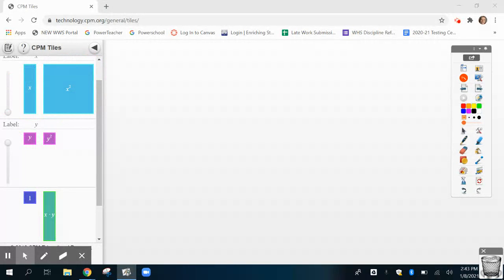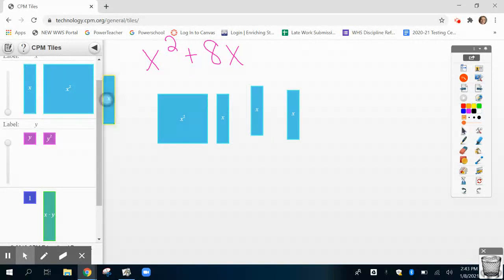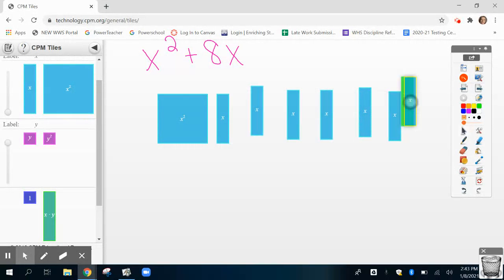Okay, so let's say we are given something like x squared plus 8x. If we want to represent x squared plus 8x with these, they're called algebra tiles, over here on the side, I have 1 x squared, so I'd be bringing over an x squared. And then I have 8 x's. So I'd be bringing over 1, 2, 3, 4, 5, just keep dragging, 6, 7, 8.